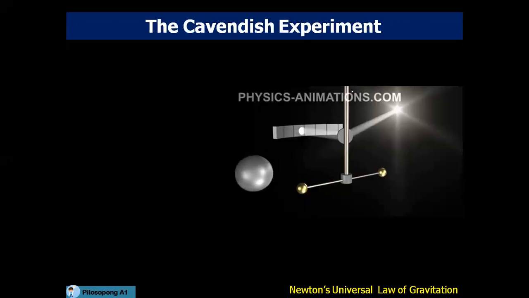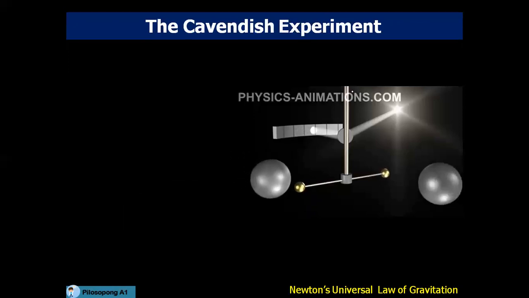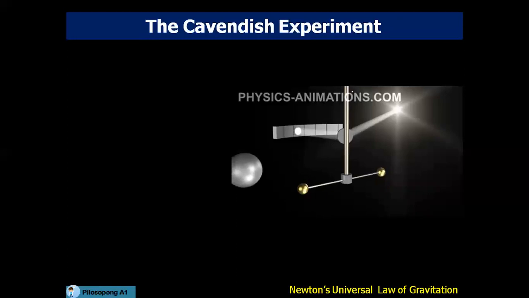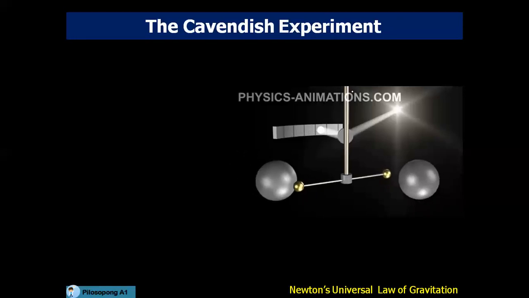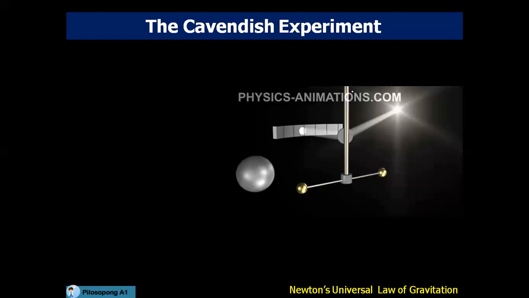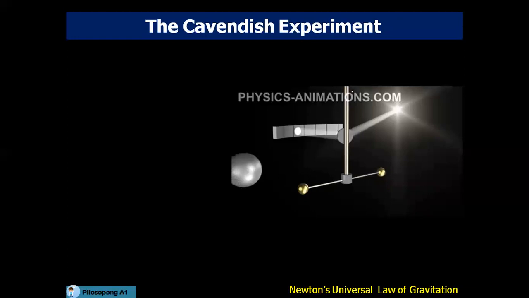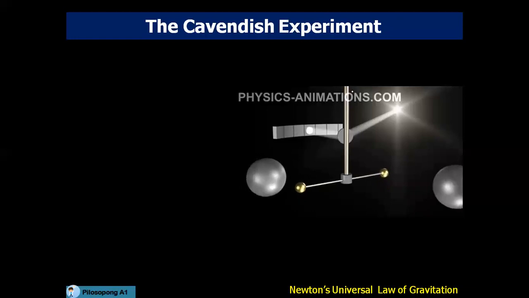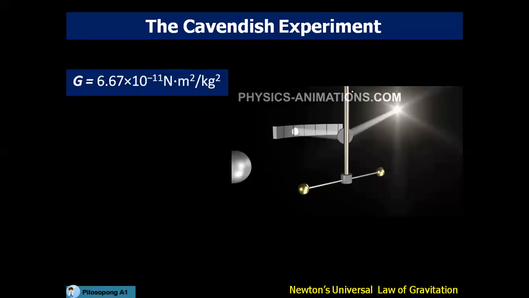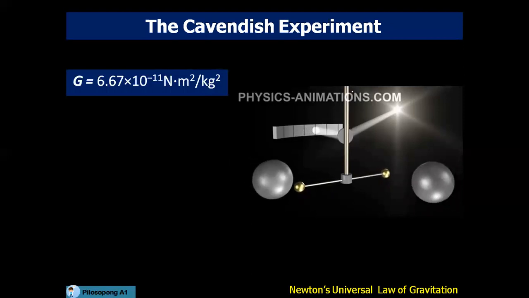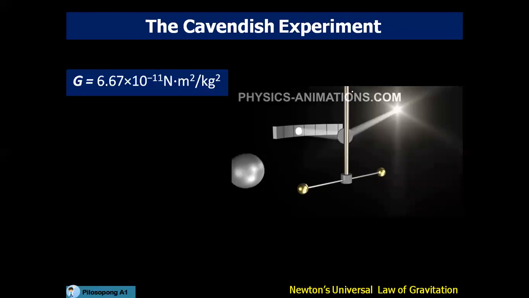Now, how did we come up with the value of G? That was discovered a century later by Henry Cavendish. So the constant G is called the universal gravitational constant, and Cavendish determined it to be 6.67 times 10 raised to negative 11 Newton meter squared per kilogram squared.